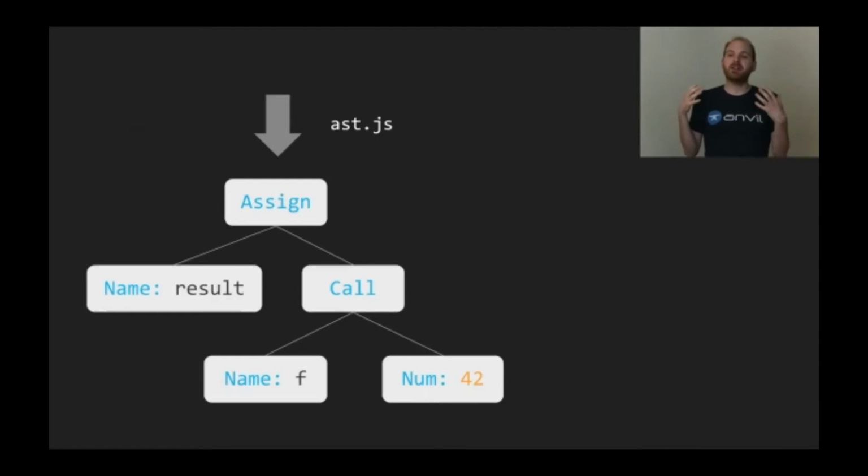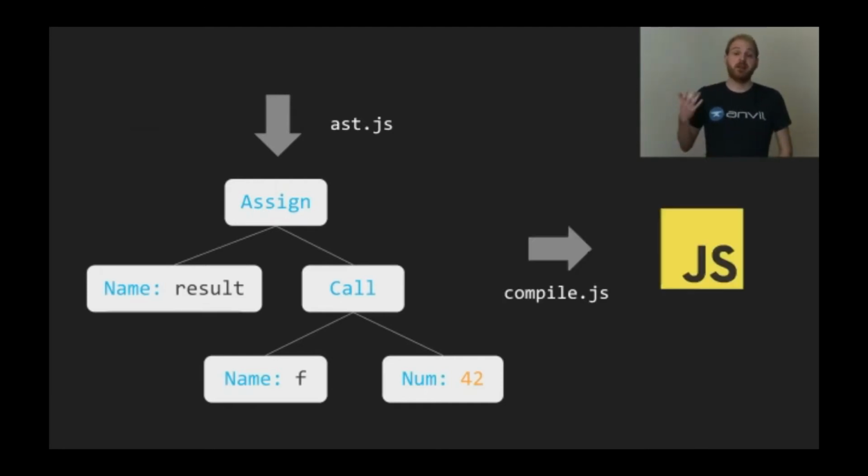So what this says is, this line of code was actually an assignment to a variable named result. The expression it was assigning was a function call. We were calling a function named f with an argument which is the literal number 42. And then there is a compiler that crawls over that AST and emits JavaScript. So clearly, if we want to automate the process of turning blocking Python into non-blocking JavaScript, then this is where we're going to have to do our work.